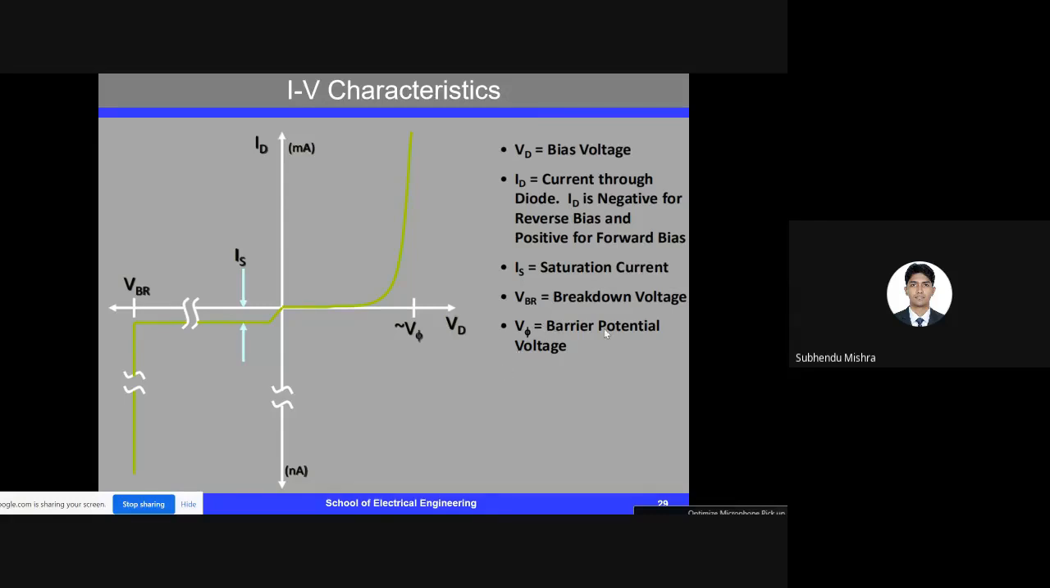And then we also have a barrier potential voltage. In the forward voltage, there is a particular voltage for silicon diodes. This is 0.6. Beyond that, the depletion region slowly decreases, and at this particular point, it is completely eliminated, and suddenly there is an exponential growth of the diode current. So this characteristic that you are seeing is for a signal diode.